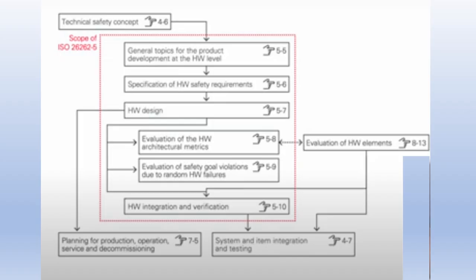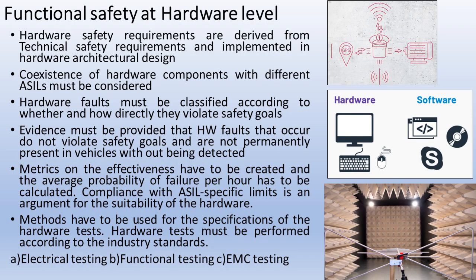Coming to the second important lesson, the technical safety requirements must be detailed down to the hardware safety requirements. They must be clearly cascaded down to the specifications of all the hardware safety requirements, including all the hardware elements. The hardware architectural design with respect to ASIL must be clearly outlined, and the metrics on the particular slide must be clearly mentioned.